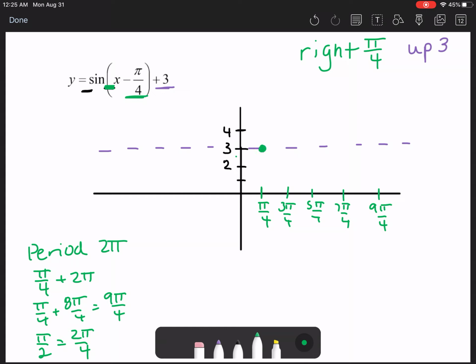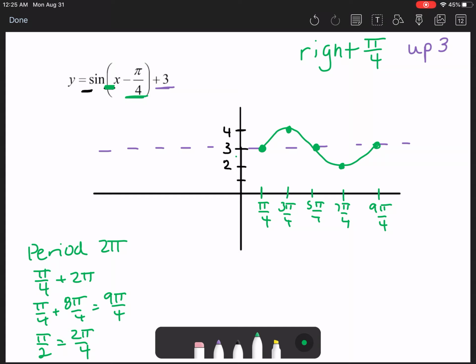All right, sine starts on the midline. And then we're going to go up 1, and then we're going to come back down to the midline, and then we're going to go down 1, and then we're going to come back up to the midline. And there's my curve.